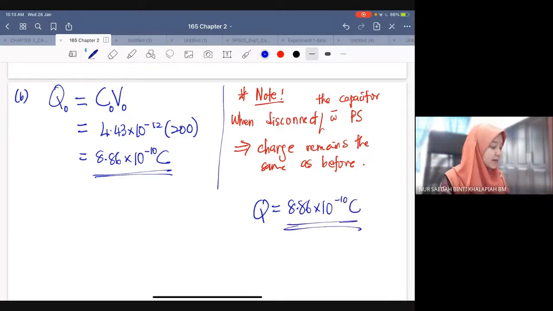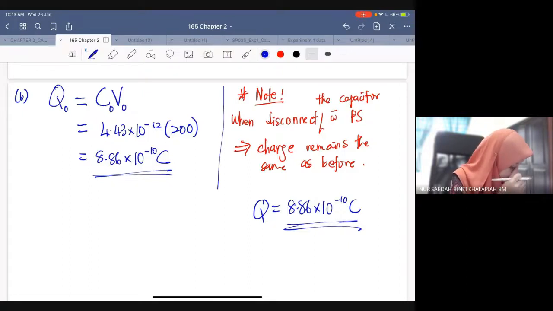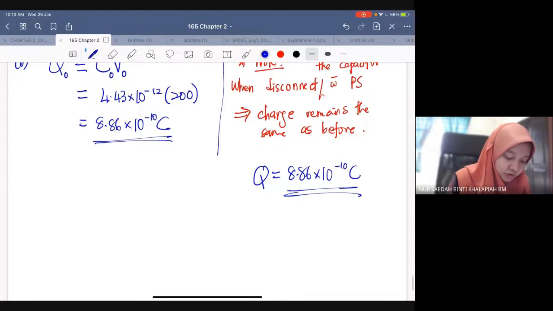Tadi madam ada cakap dalam lecture, ingat kalau kita charge capacitor, lepas tu kita off power supply, kita nak letak dielectric, charge masih lagi sama dalam capacitor tersebut. So jawapan kita samalah, yang B. Okay, so next baru C.